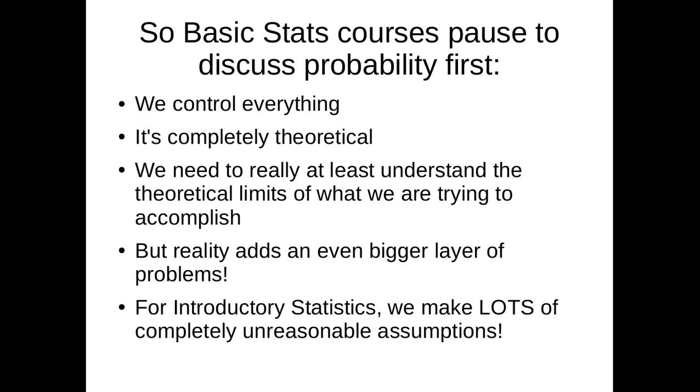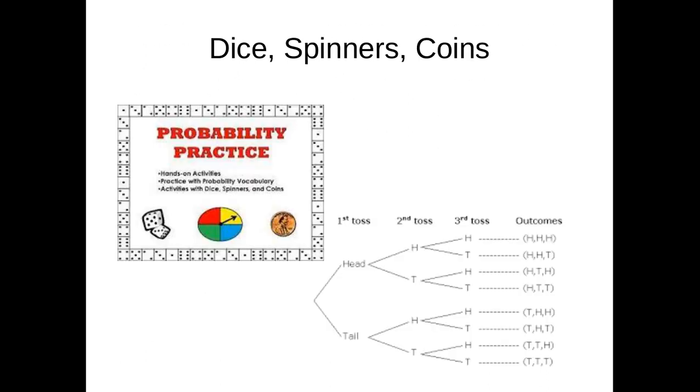So for introductory statistics, we make lots of completely unreasonable assumptions, and that's okay because we need to start somewhere. So ironically, for the simplest case, we add a lot of conditions. For example, dice, coins, and spinners are the most common things we study in probability because they're completely predictable and, for the most part, behave the way we expect them to behave.